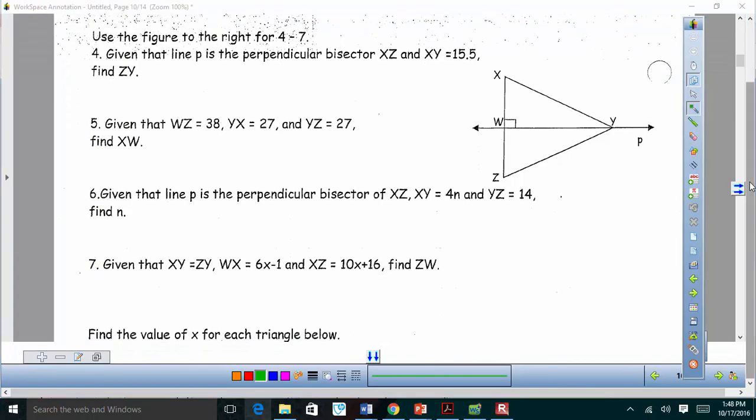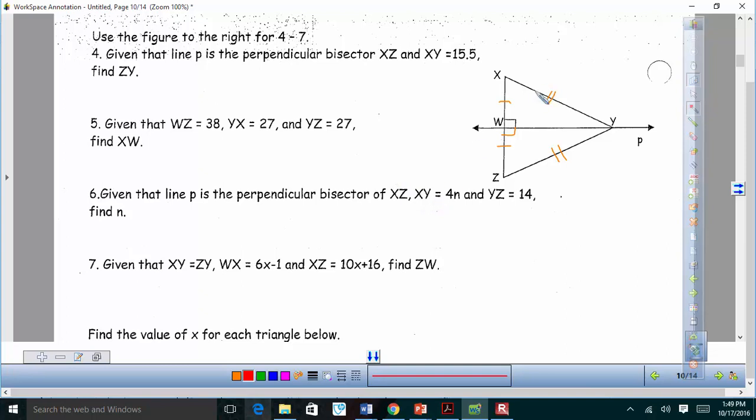Okay, let's look at number 6. So number 6 says, given that P is a perpendicular bisector of XZ, so P right here, this line, is a perpendicular bisector of XZ. So that means this and this is congruent. It means both of these are 90. And what does that mean about X to Y and Z to Y? They're the same distance. Okay, so now that I've got that labeled, I'm going to plug in my information.